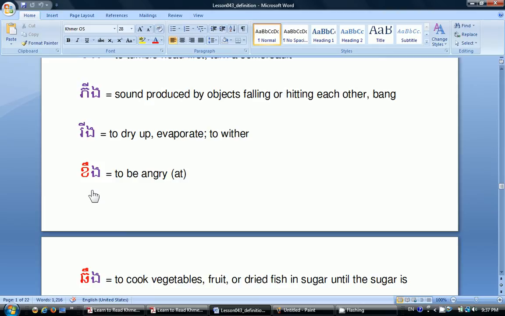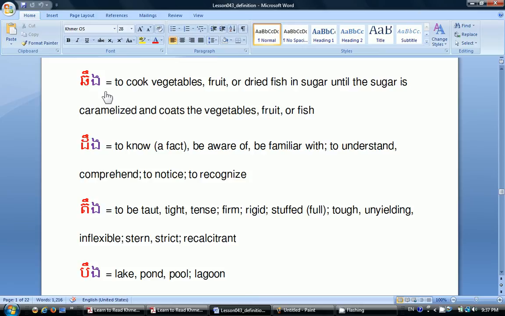Khăng means to be angry at. Chang means to cook vegetable, fruit, or dried fish in sugar until the sugar is caramelized and coats the vegetable, fruit, or fish. Dang means to know a fact, to be aware of, to be familiar with, to understand, comprehend, to notice, or to recognize. Dang means to be taut, tight, tense, firm, rigid, stiff, tough, unyielding, inflexible, stern, strict, or recalcitrant.